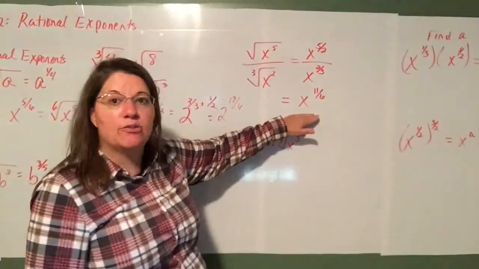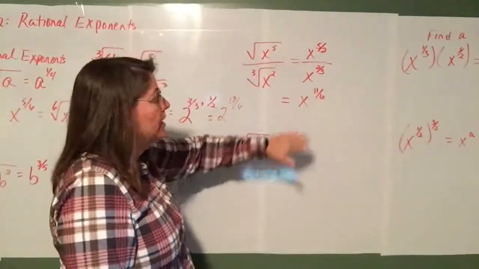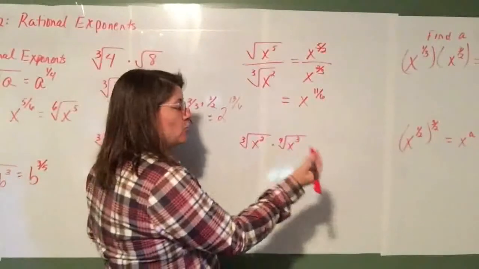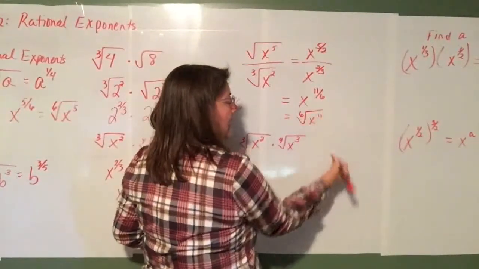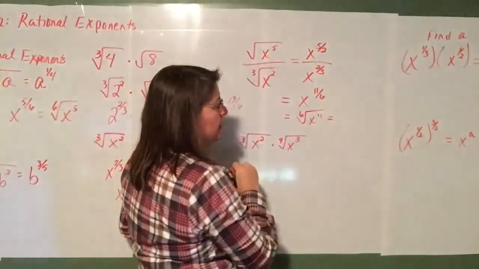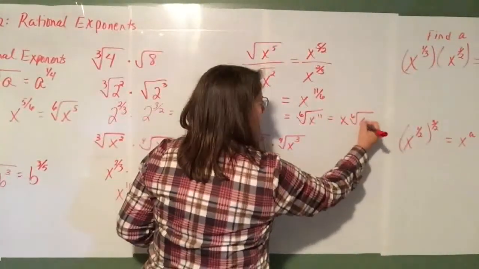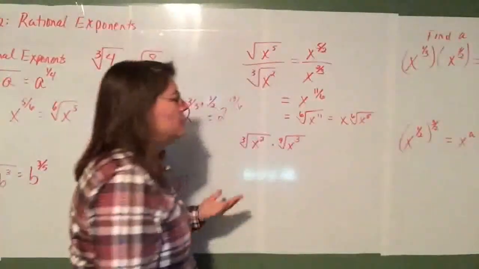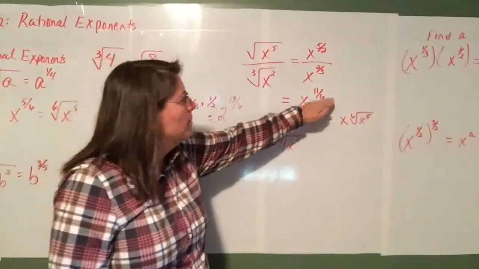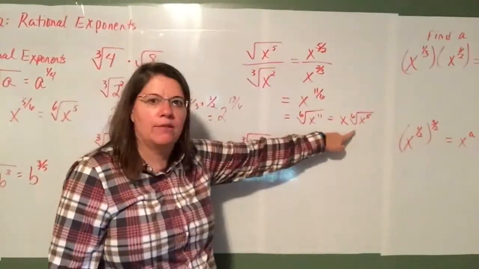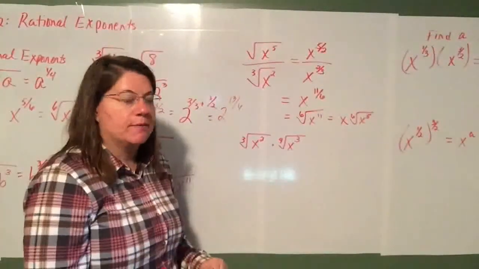Then I could express my answer as x to the 11/6, or if they ask me to convert that to a radical, that would be the 6th root of x to the 11th, which can be simplified to x times the 6th root of x to the 5th. Normally, I think they would ask you to leave it in that form because it's a little bit simpler than this. But you do need to understand that they are the same thing.